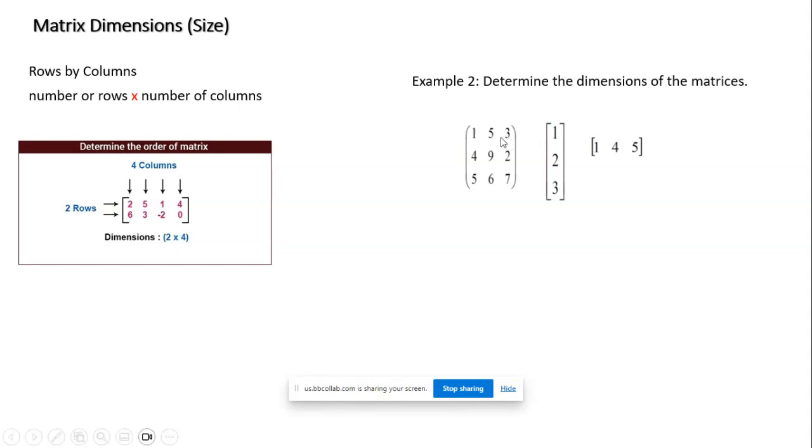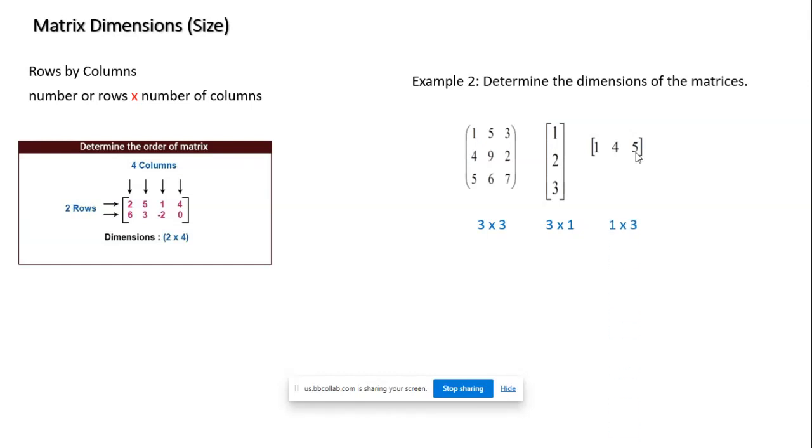So this first one here, we have 1, 2, 3 rows, and then we have 1, 2, 3 columns. So the dimensions of that first matrix is a 3 by 3 matrix. Okay, let's look at the second one. We have 1, 2, 3 rows and only 1 column. So the dimensions of the matrix is a 3 by 1. And then the last one, this matrix, which is just 1 row, but we have 1, 2, 3 columns. So the size of this matrix or the dimensions of this matrix is a 1 by 3 matrix.